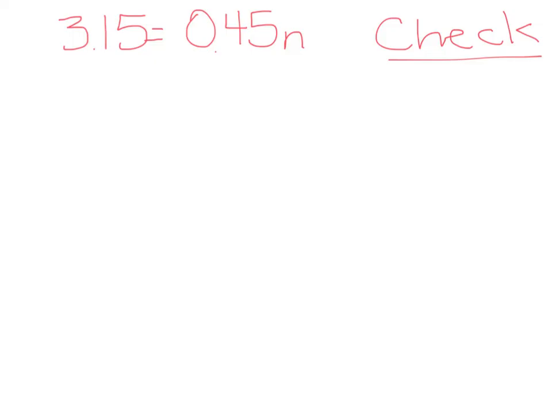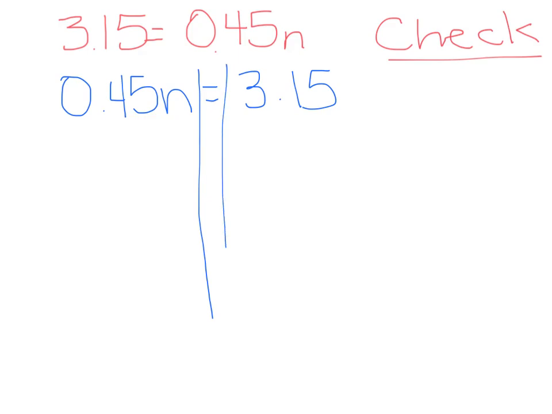Now we're going to solve an equation that has decimals as our coefficients instead of fractions. Sometimes we don't like to have the variable on the right hand side of the equal sign. We can always change it by just turning our equation. So 0.45 stays with the n and it still equals 3.15, but we just need to switch them. Now I can block my equal sign off.